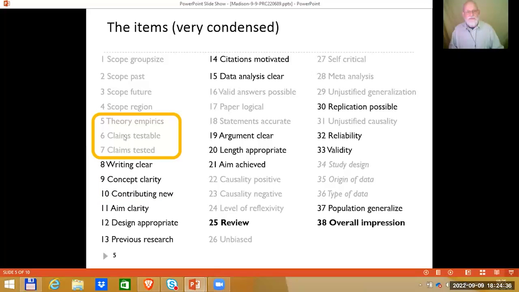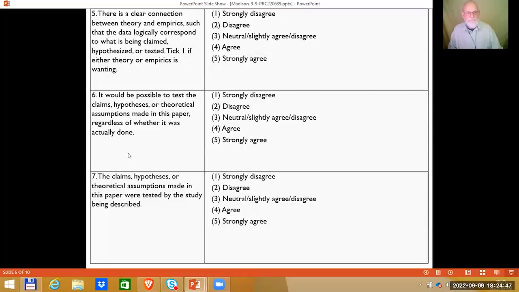Now let's look at some of the less common types of items: theory, empirics, and claims testable. They look like this.